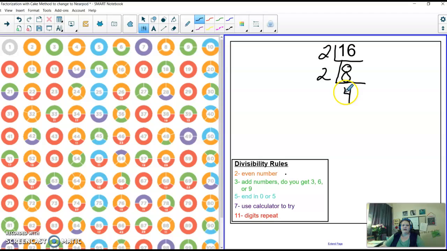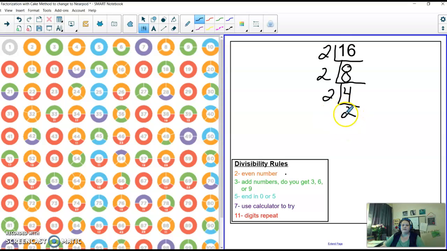4 is not 1, so I have to keep going. Is 4 an even number? Is it divisible by 2? Yes, I know 4 is even, but I can double check with my chart, and it's orange. So I can build another layer, put 2 on the outside. 4 divided by 2 is 2.